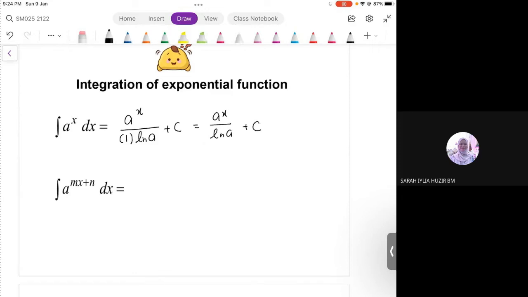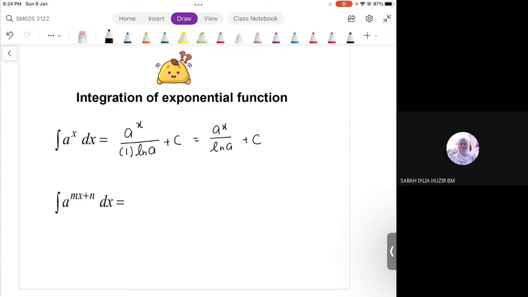Okay. How about if we have constant to the power of linear function mx plus n? So the integral of it would be copy back the function a to the power of mx plus n divided by differentiate our power. So we get m here and then ln base. So ln a plus c. So that would be the integral of exponential function involving constant as our base.